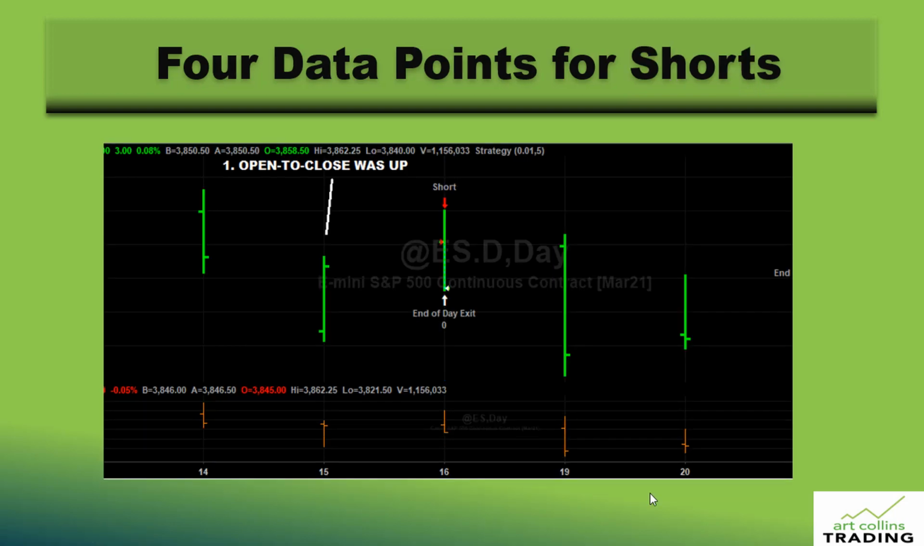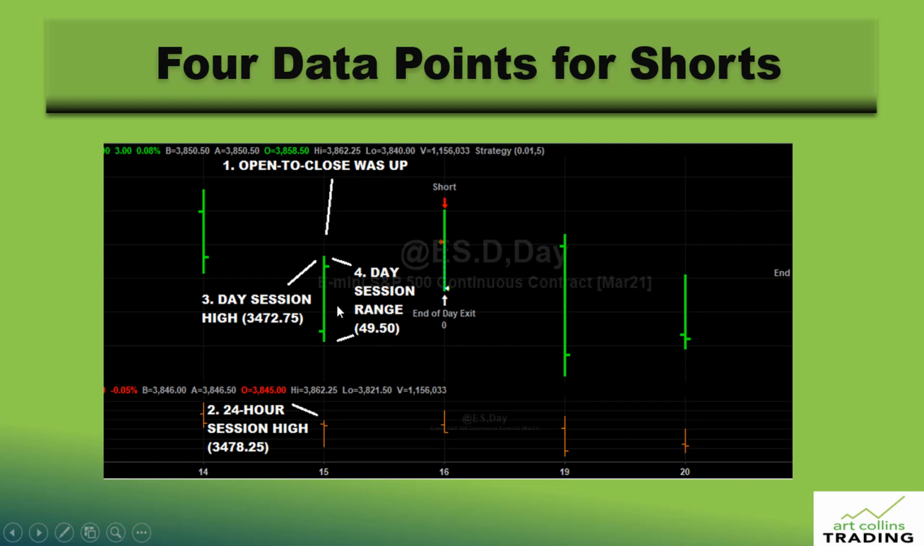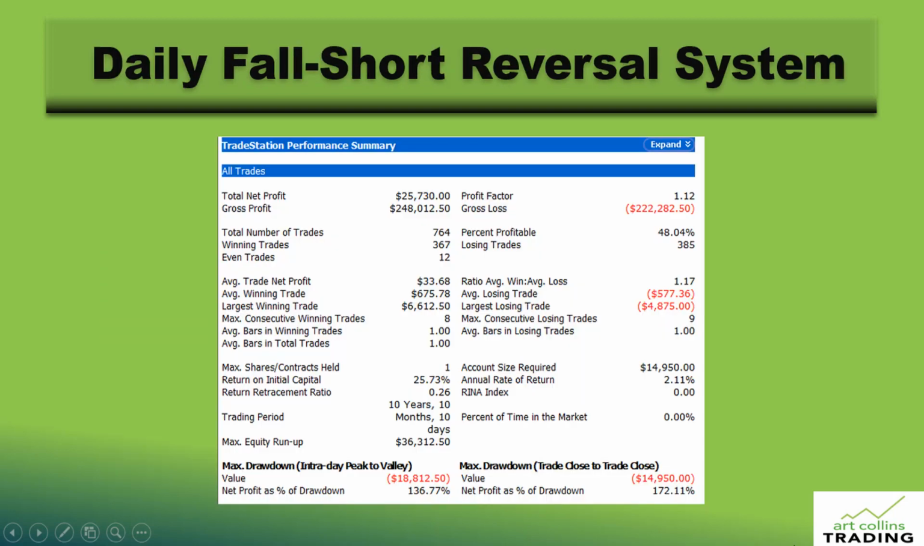For the short side, you have to know that the open to close was higher. And again, you need the 24-hour session high. I shouldn't say again, we're looking at highs this time. 24-hour session high, day session high, and the day session range. So here we've got 34.78 1/4 minus 34.72.75. That's 5.5. Clearly more than 1% of 49.5. That's a sell on the next day. Hold and exit on the close.